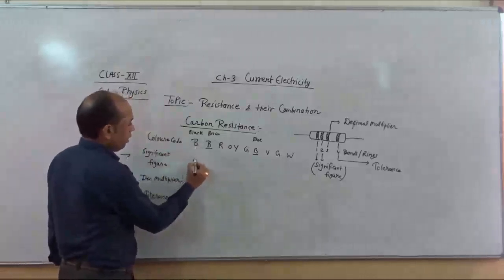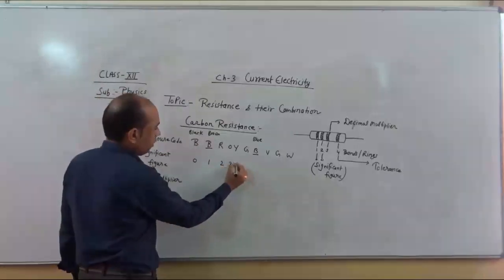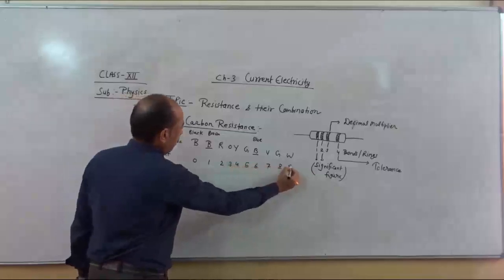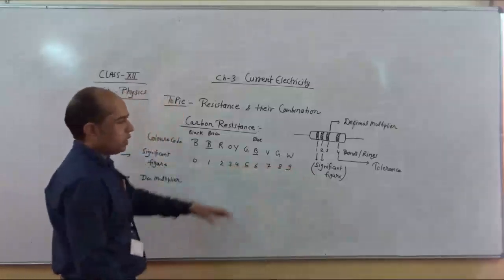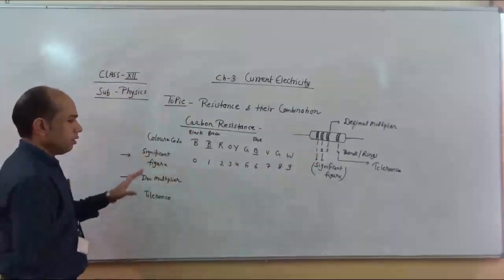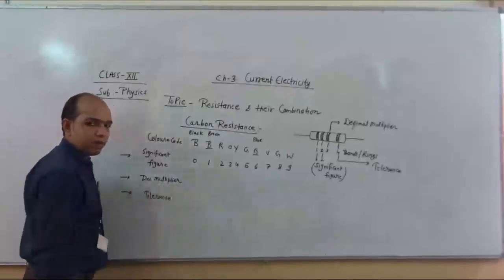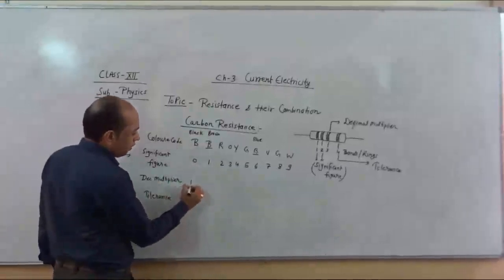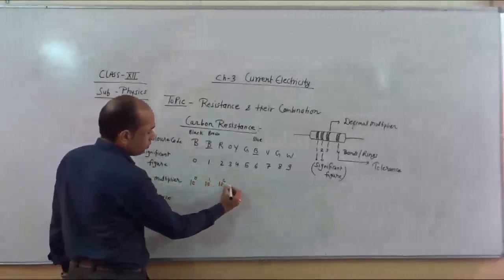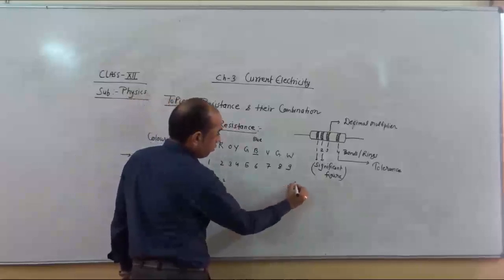For black it is 0, for brown it is 1, for red 2, orange 3, yellow 4, 5, 6, 7, 8 and 9. So for the first and second bands, the significant figure is the same. Then we come to the third band, which indicates the decimal multiplier, that means 10 raised to power 0, 10 raised to power 1, 10 raised to power 2 and so on. The last one is 10 raised to power 9.